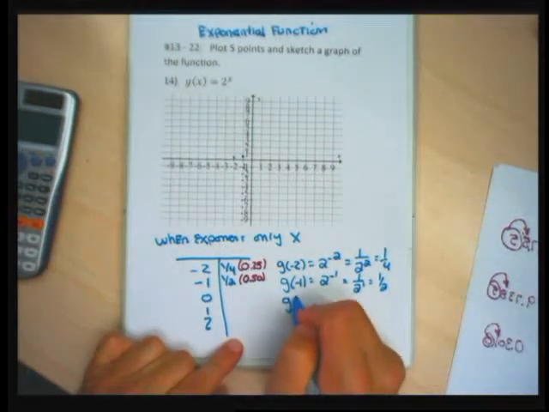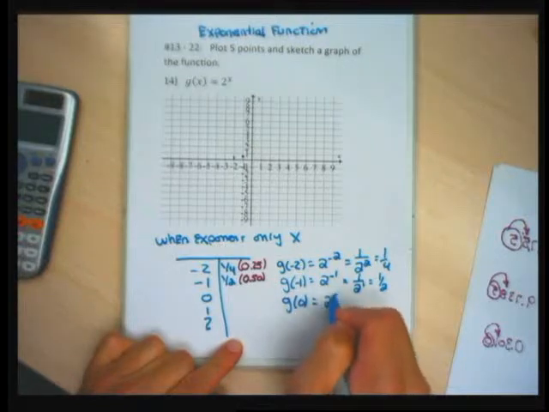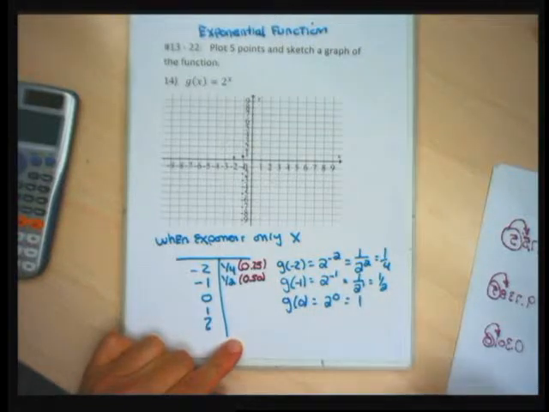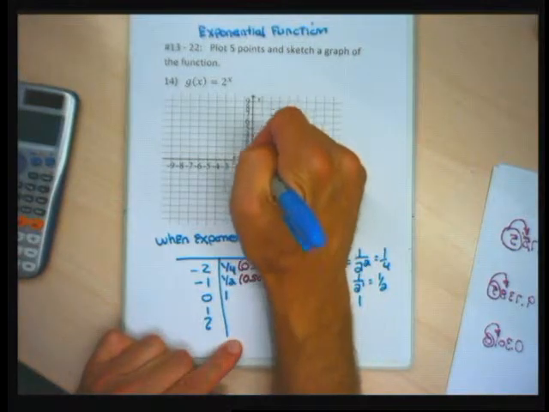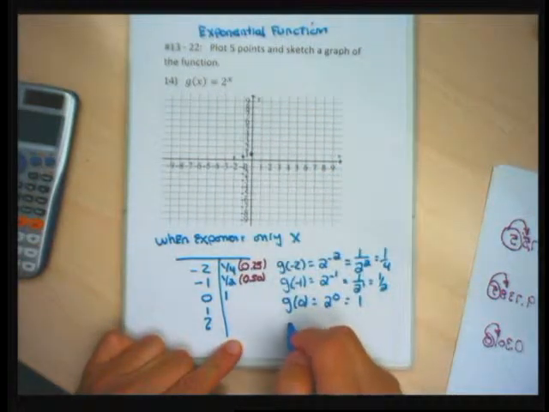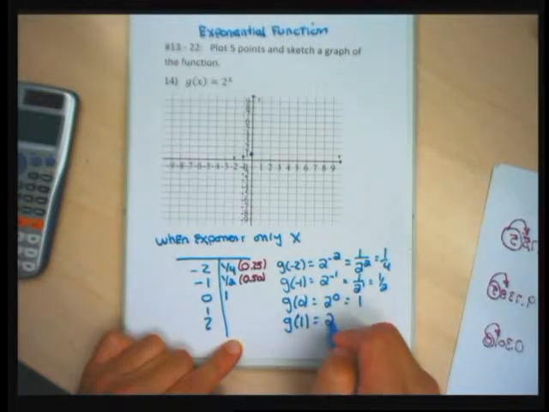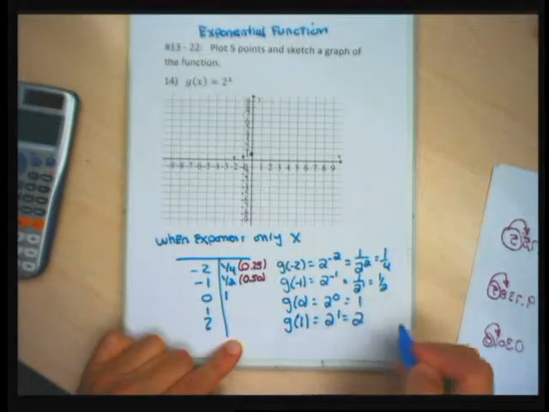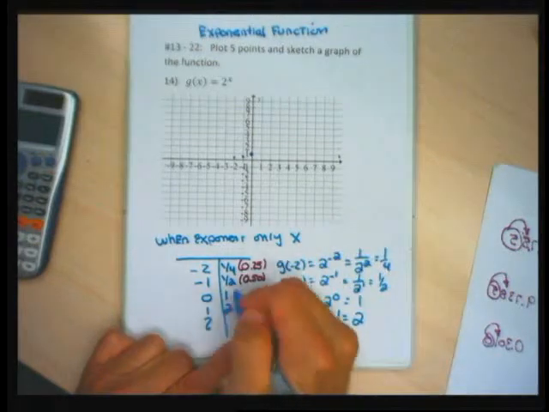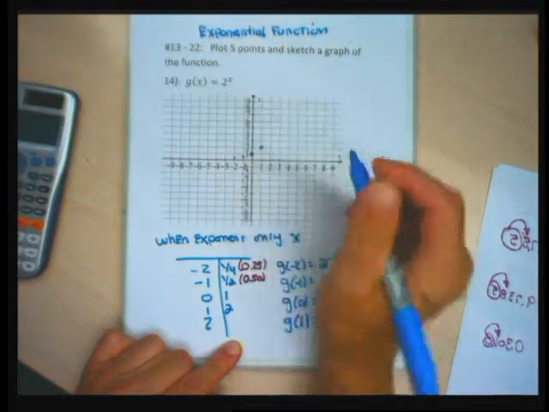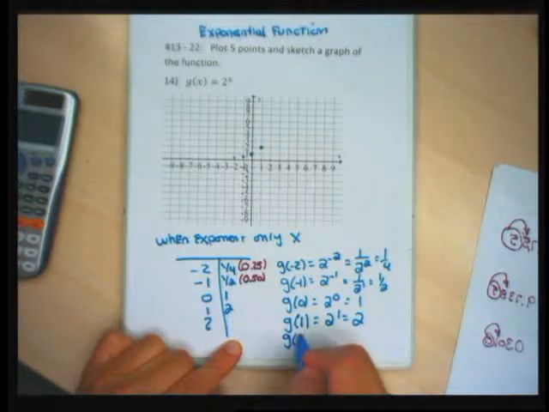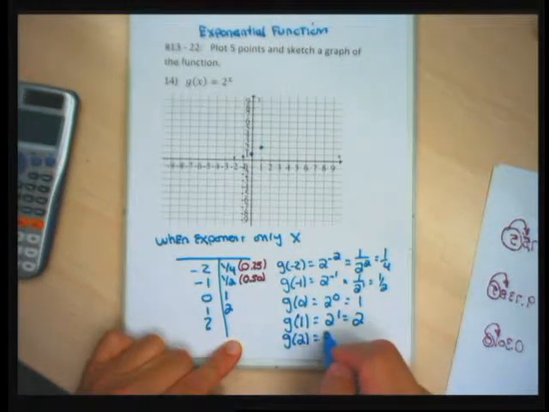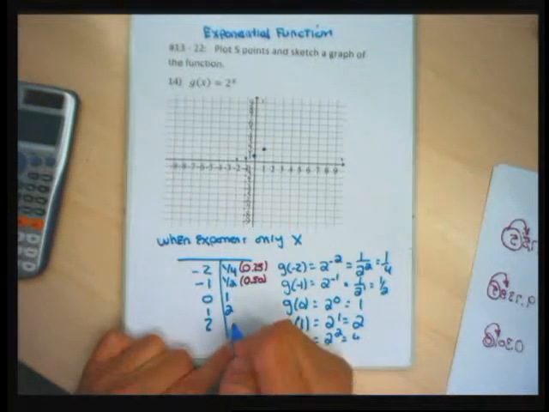I might have gone a little bit too high, but it's okay that I overdid it a little bit. Third one, g of 0, I'm going to go 2 to the 0 power. Anything to the 0 power is 1. My calculator will give me exactly that 1, and I'll plot that point here. Second to last one, g of 1 is 2 to the first power, which is just 2. Now the last one, g of 2 equals 2 squared, and 2 squared is 4.